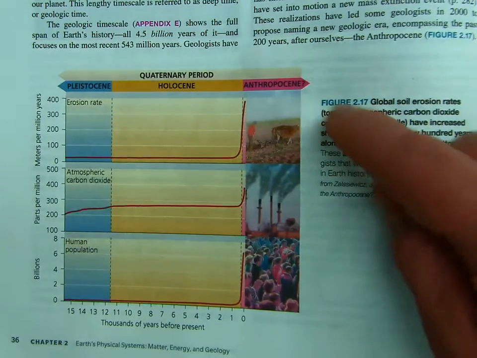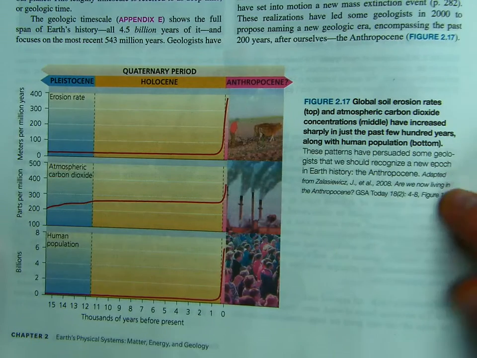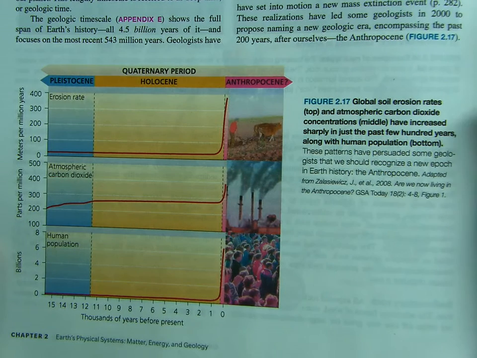And the thing they say in this diagram I like is the Anthropocene question mark, because basically, and it says it perfectly in this picture caption here.